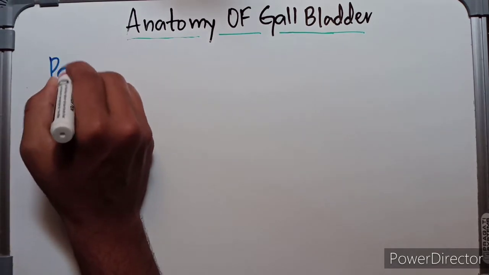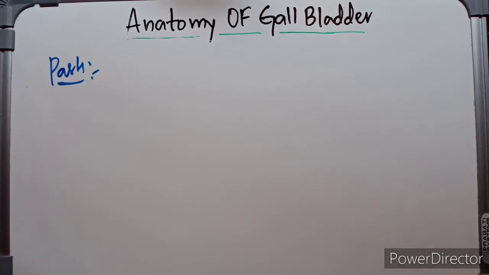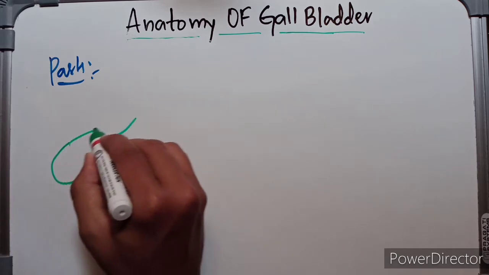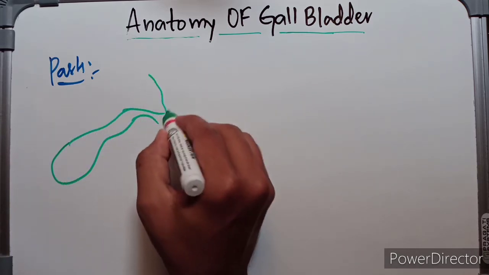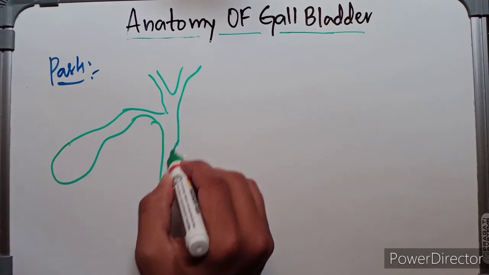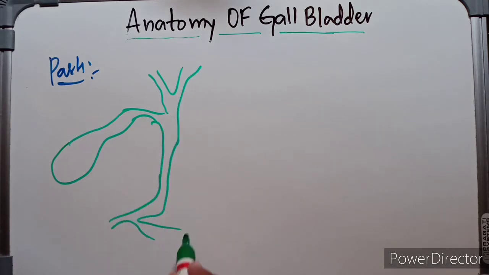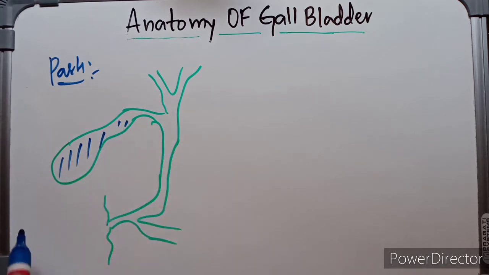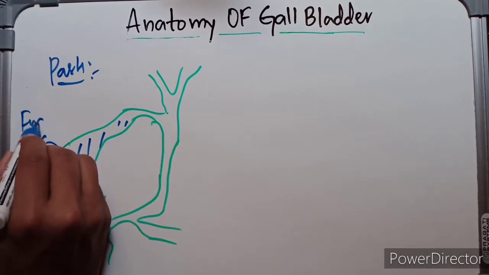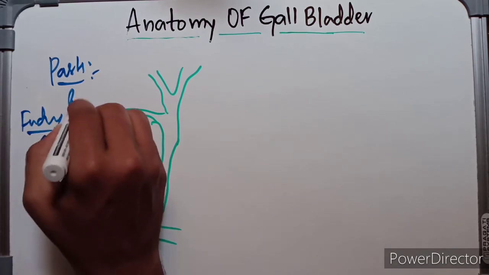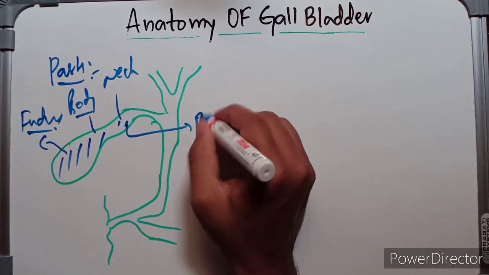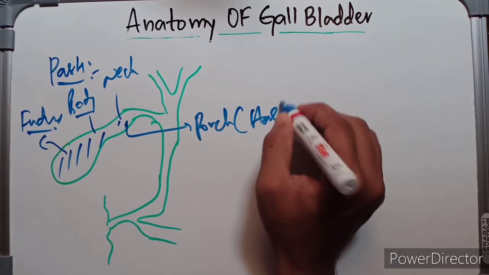What are the different parts of the gallbladder? This is the gallbladder. Don't worry, I'll explain everything. This complete structure is the gallbladder. What are the parts? It has a fundus, a body, and a neck. Just below the neck, it has a pouch called the Hartmann's pouch.